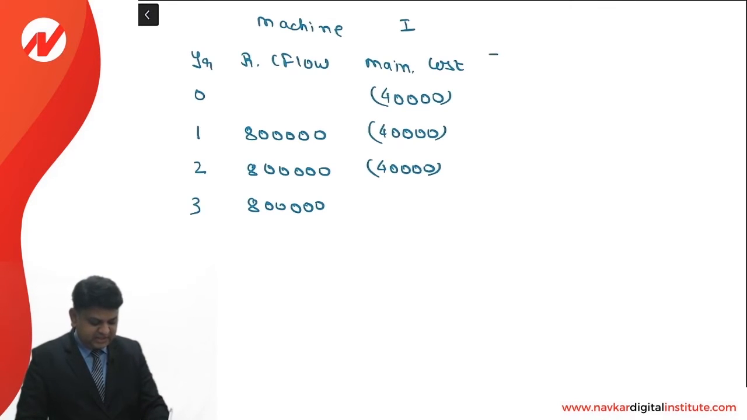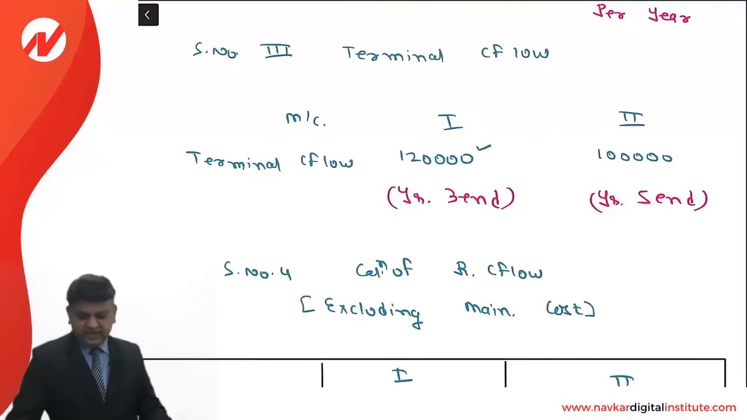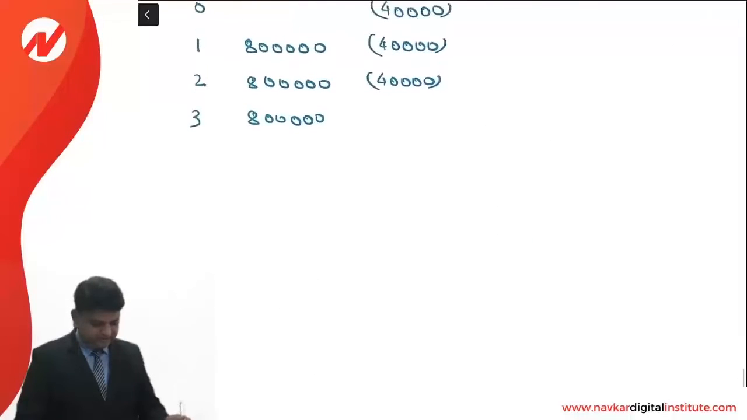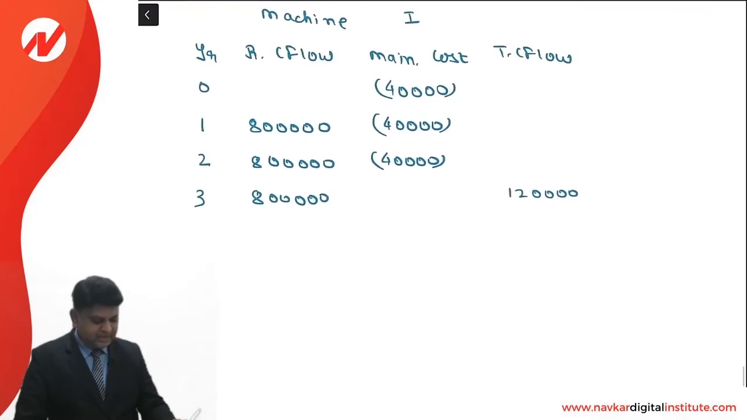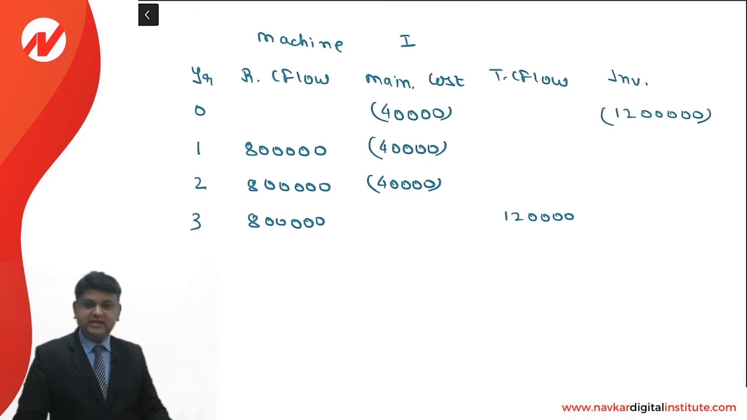Then we understand that's the terminal cash flow. The amount of the terminal cash flow that we are going to receive is 1,20,000, at the end of the third year. That is a residual value. In year 0, you are required to make investment. We can see that the amount of the investment is 12 lakhs. Okay. Now we understand that we can compute the net cash flow, which will be discounted for NPV calculation.